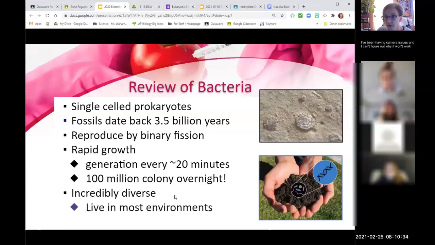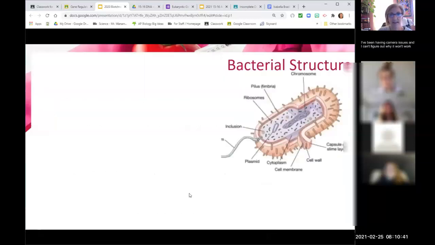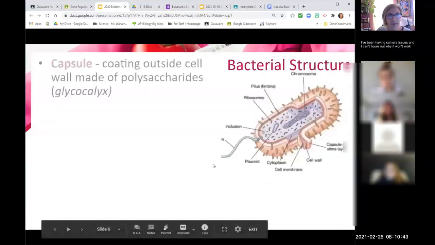We can find them in the soil, we can find them in the water, we can find them in the air, we can find them in volcanic vents. We find them everywhere. So a little bit about their structure.